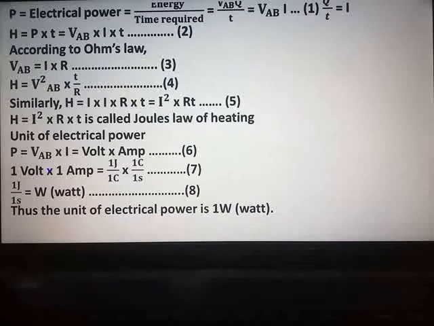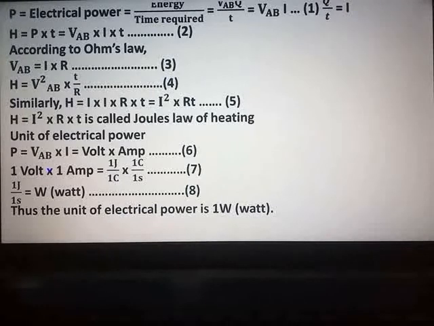Now how will your equation be? The source of energy, which is this cell, gives in time T the energy P multiplied by T to the resistor. So if I is the current flowing continuously through the circuit, the heat produced in the resistor will be H. So H is equal to power multiplied by a particular time. Now you have derived for power V multiplied by I. So H is equal to V multiplied by I multiplied by T.